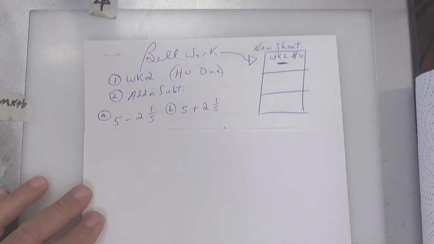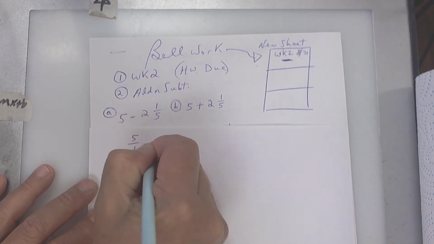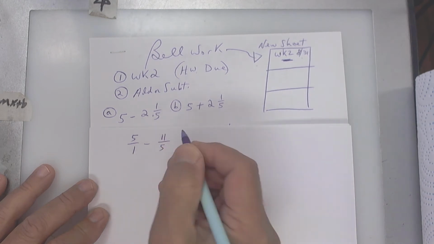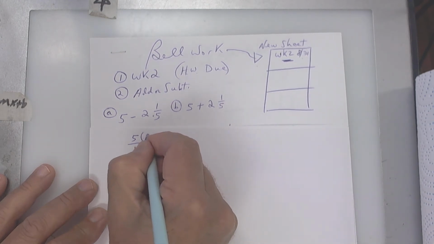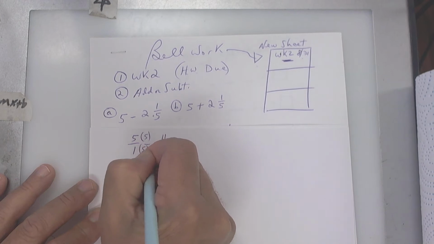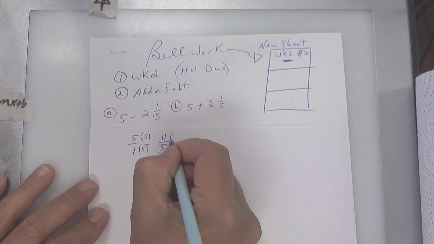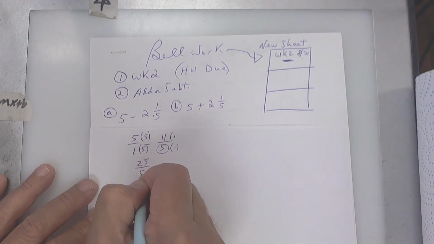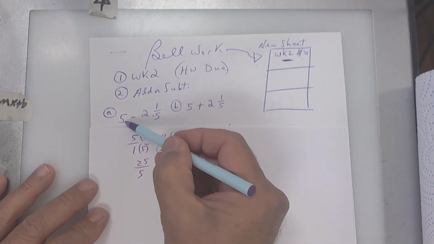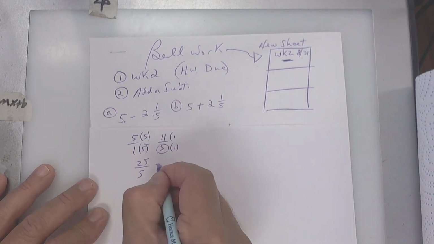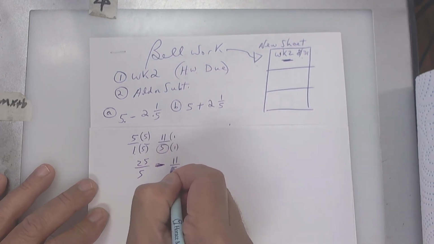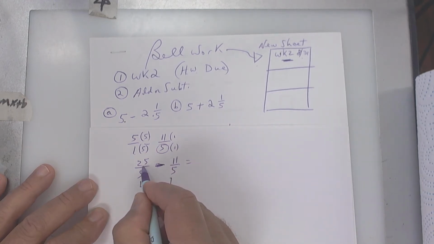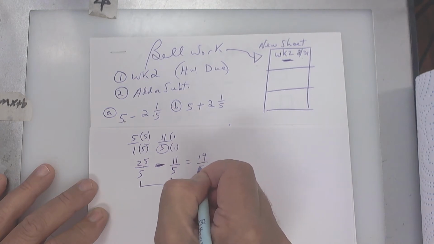When you subtract, you want to put 5 over 1 minus 5 times 2 is 10, 11 over 5. You want to take this bottom number and put it over here. And you want to take this bottom number and put it over here. And that's not going to change. So this is 25 over 5, which, by the way, equals 5. And then minus 11 over 5. Now that your denominators are the same, you subtract. So I think that's 14 over 5.